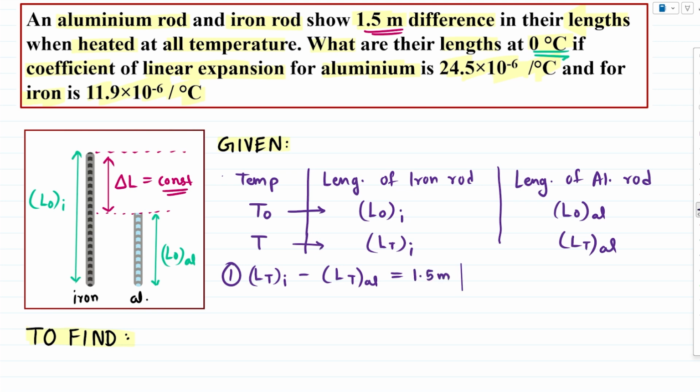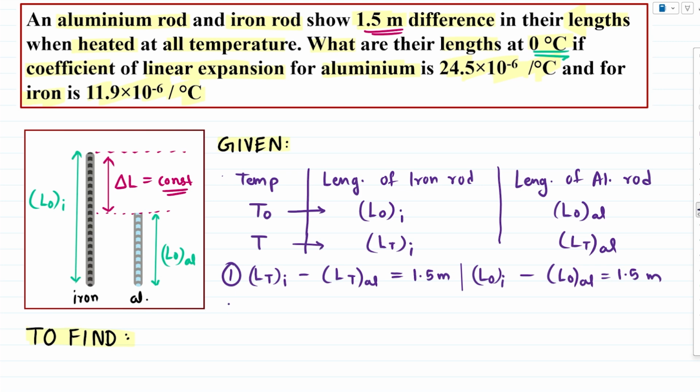Because of this, I can also say that since this condition is true for all temperatures, even if we were to measure the lengths at, let's say, 0 degrees Celsius, L0 of I minus the length of aluminium at 0 degrees Celsius would also have the same difference. So the conclusion is that at every temperature, the difference between the two rods will be 1.5 meter. So this was our first statement or the first condition.